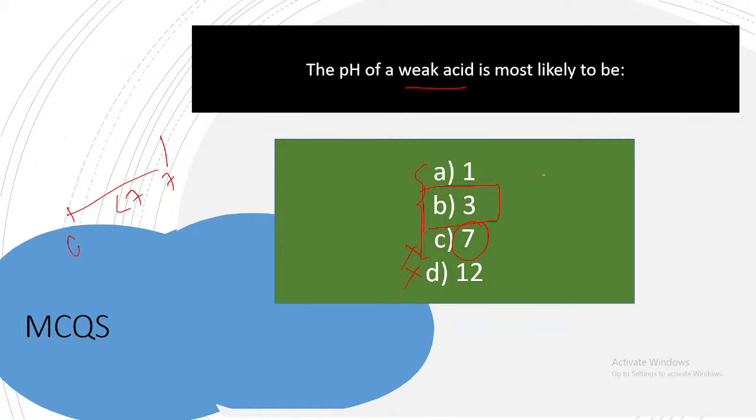Weak acids mostly lie between 3 and 6. Anything less than 3 is strong; pH of 1 and 2 is strong. Between 3 and 6 are weak acids. So remember, if it is an acid, it will always be less than 7. More than 7 means it is a base.